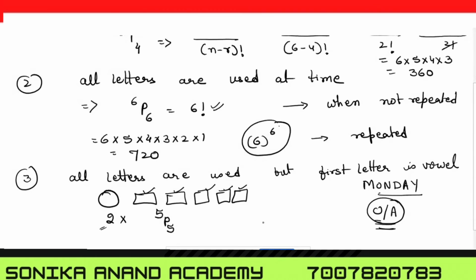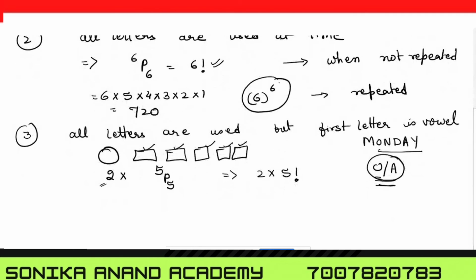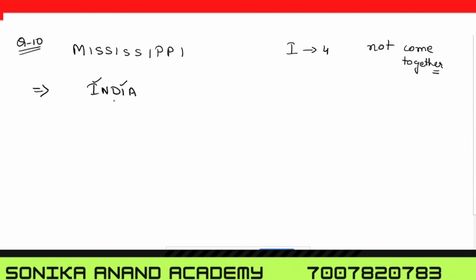So 5P5 becomes 2 into factorial 5, or you can write it as 2 into 5 into 4 into 3 into 2 into 1. So here there are two i's. Total numbers we have: 1, 2, 3, 4, 5, and two i's are there. So this is the total overall permutation upon the numbers which are repeated.